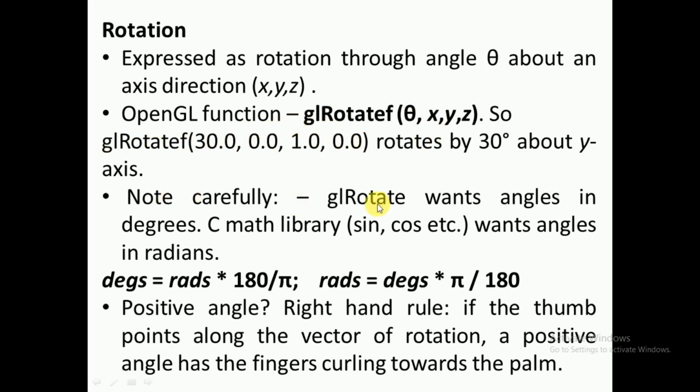Note carefully, glRotate wants the angle in degrees. The math library functions, sine, cos, etc., want angles in radians, so you have to convert angles to radians. To convert degrees to radians, multiply by pi over 180, and radians to degrees by 180 over pi, so you can convert both ways. A positive angle follows the right hand rule: if the thumb points along the vector of the rotation, a positive angle has the fingers curling towards the palm.